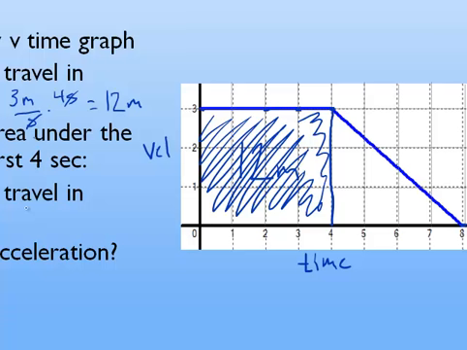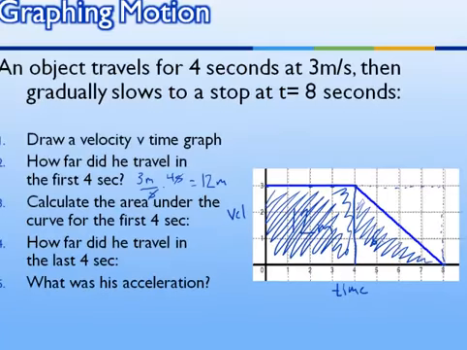How far did he travel in the last 4 seconds? Well, that would be the area of this triangle here. And remember, a triangle is half of a rectangle. So half of 3 times 4, half of 12, that would give us 6 meters.